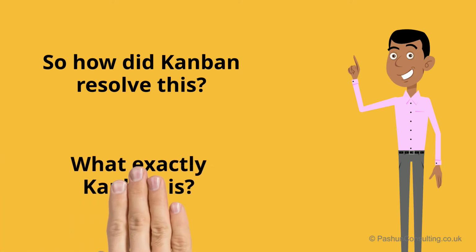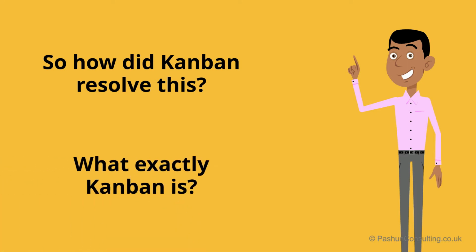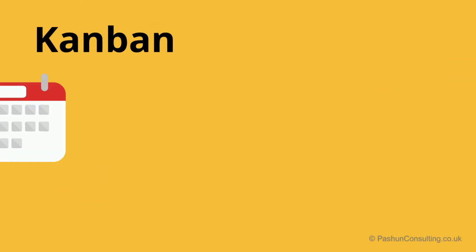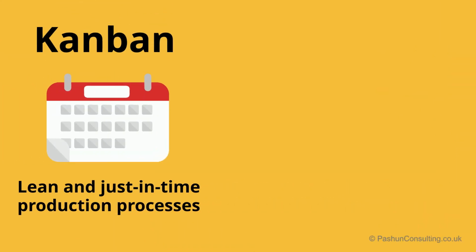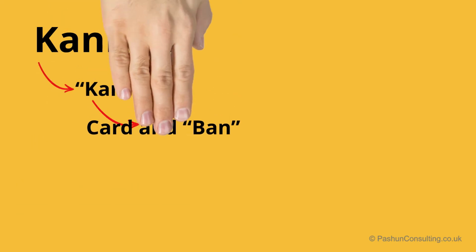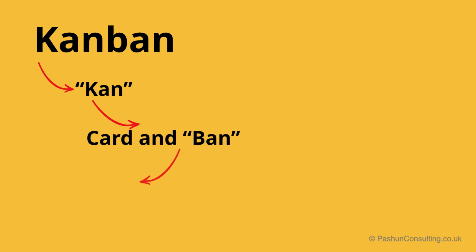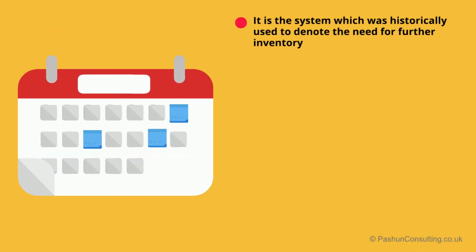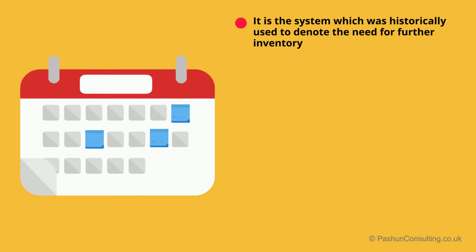Let us first understand what exactly Kanban is. Kanban is a scheduling system for lean and just-in-time production processes. The word Kanban stands for Kan, which means card, and Ban, which means signal. It's the system which was historically used to denote the need for further inventory.